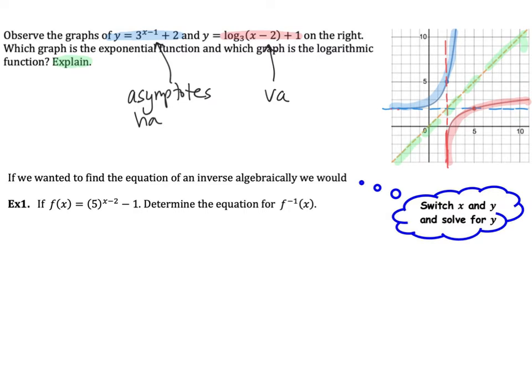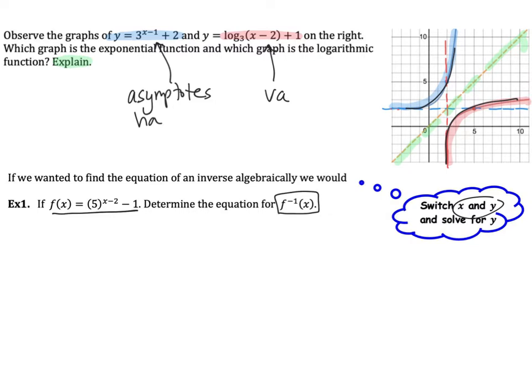Now, the next example says these are inverses of each other. Okay, we've seen it graphically. How do we do it graphically? We just switch x and y and regraph those ordered pairs. But how are we going to find the equation algebraically? So here's my original function, f of x equals 5 to the power of x minus 2, and then that quantity minus 1. I want to find the inverse of that function.